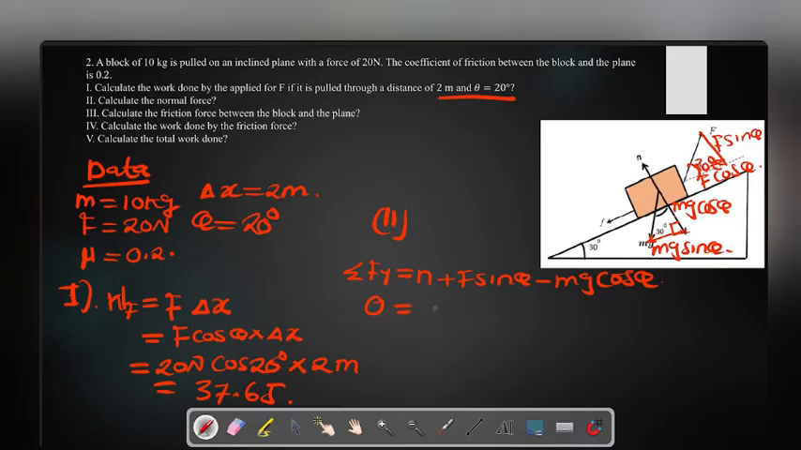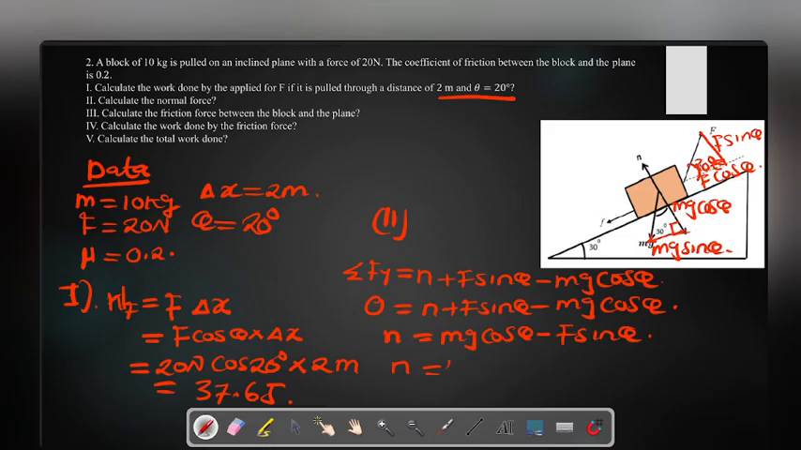Then the normal force, that's what we are looking for, plus the force being applied, which is 20 newtons. Before I substitute, let's make N the subject of the formula. So I have plus F sine theta minus mg cos theta. Then making the normal force the subject of the formula, we have positive mg cos theta minus F sine theta.